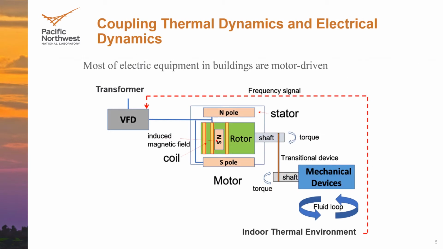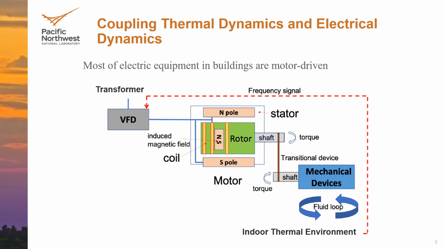To resolve this issue, we considered a modeling scope shown in this diagram. From left to right, we have a transformer which is connected with a variable frequency drive, VFD. This VFD adjusts the supply frequency of the electricity that's supplied to a motor. The motor then generates mechanical work under an induced magnetic field. The motor then transfers the mechanical work to a motor-driven mechanical device, which interacts with the fluid loop to affect the indoor thermal environment.